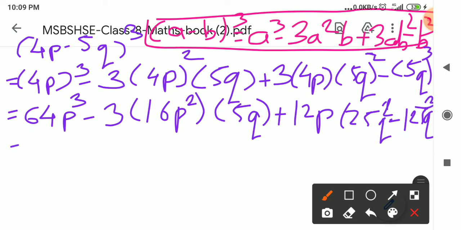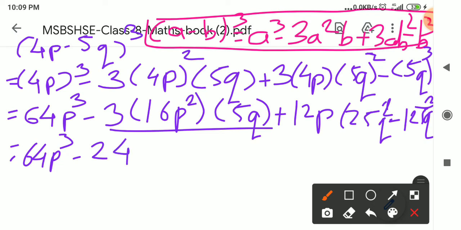Now the last step is the 64p square cube. Do the multiplication of all this. Okay, 16 5s are 80, 8 3s are 24, and here 240p square cube. Okay, plus the multiplication of this.